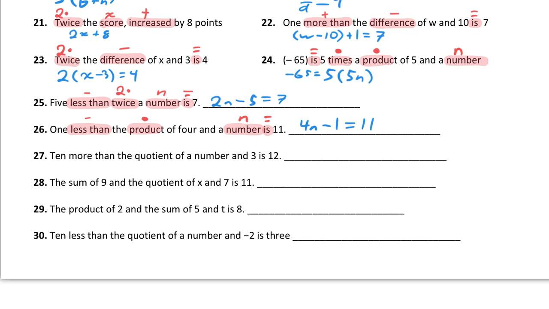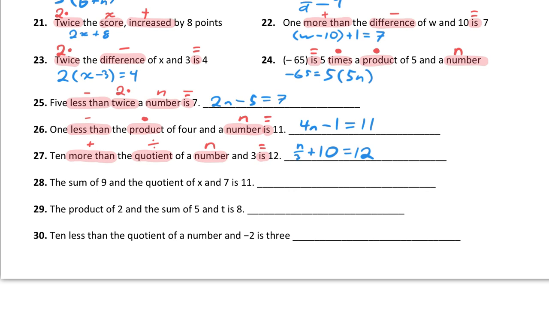Okay, 10 more than the quotient of a number and 3 is 12. 10 more than, there's a key word. Now we will write in all of those things. More than is adding, quotient is division, the number will be n, and is going to be equals. So we've got 10 more than the quotient of n and 3. So the quotient of n and 3, but we've got 10 more than that, equals 12.